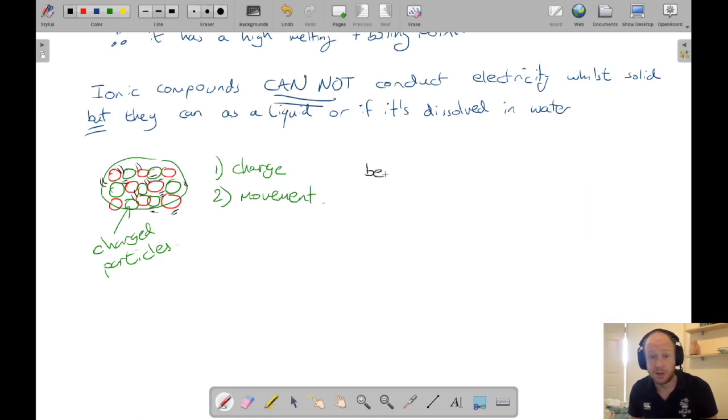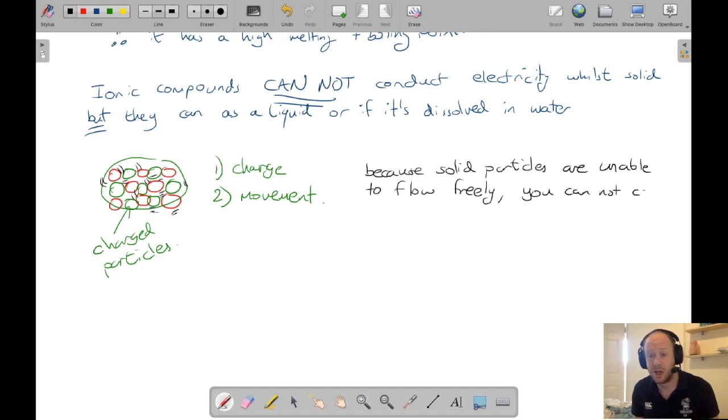So, because solid particles are unable to flow freely, you cannot conduct electricity. We can't conduct electricity here. It's just not possible because these solid particles are stuck.